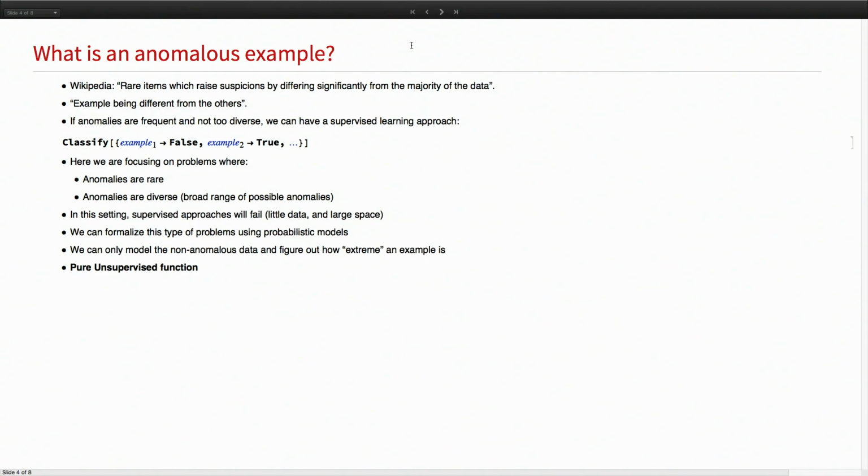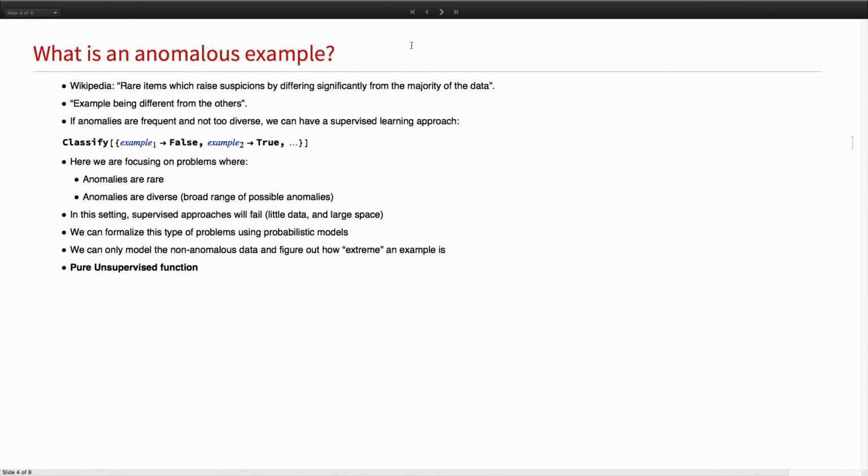But let's think about what an anomalous example is. If we naively go and look at Wikipedia, we come up with this simple definition: rare items which raise suspicion by differing significantly from the majority of the data. So examples being different somehow. But what does that mean?